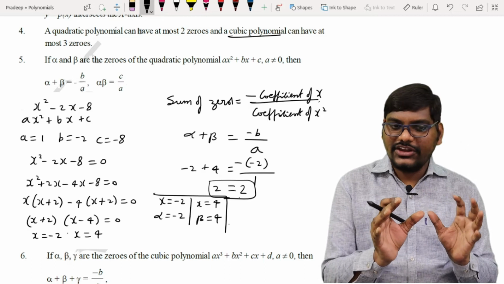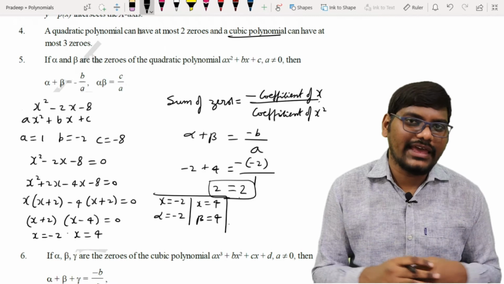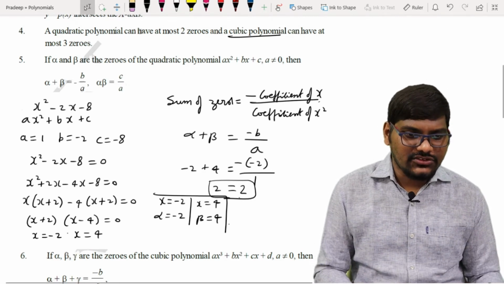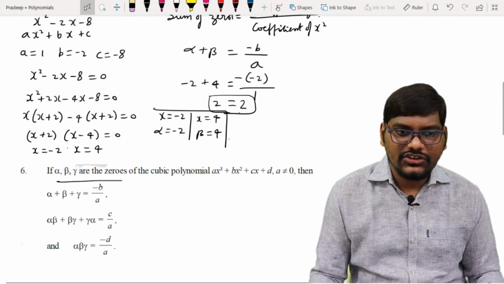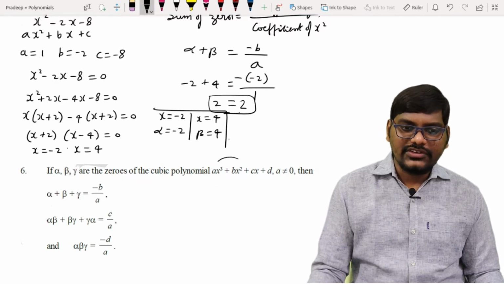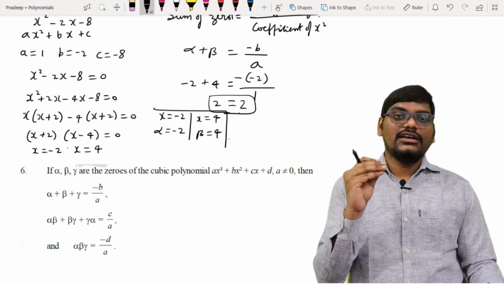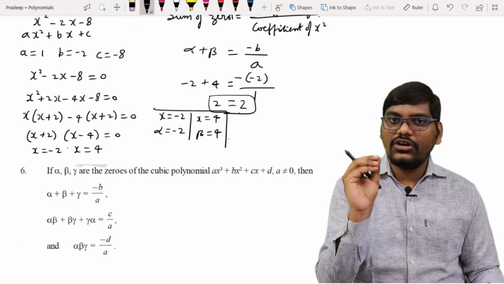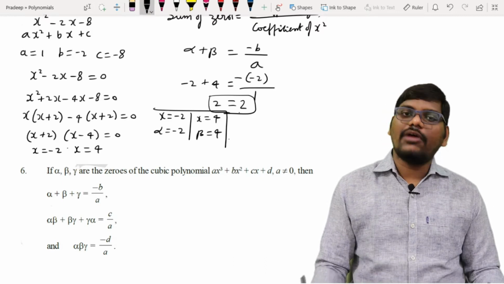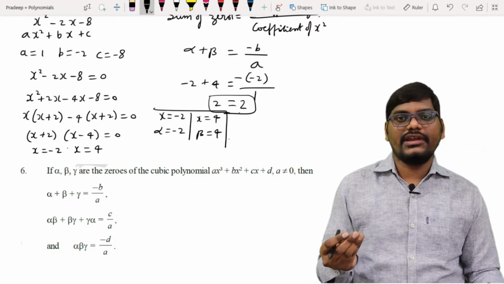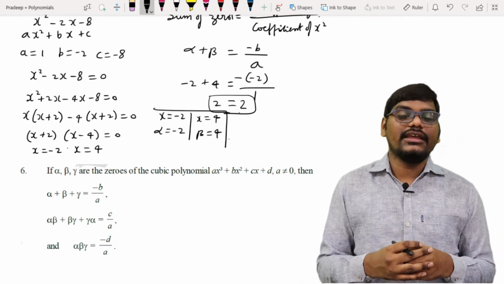I am just trying to make things a little clearer before we go for the exercise problems. So let's see the next point. This is the sixth point: alpha, beta, gamma are the zeros of the cubic polynomial. Before, the polynomial we had taken was a square, which has only the power 2, but here the power is 3. So the roots, the zeros of the polynomial, will be 3 values.